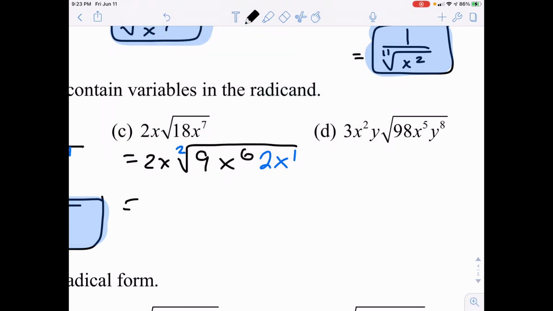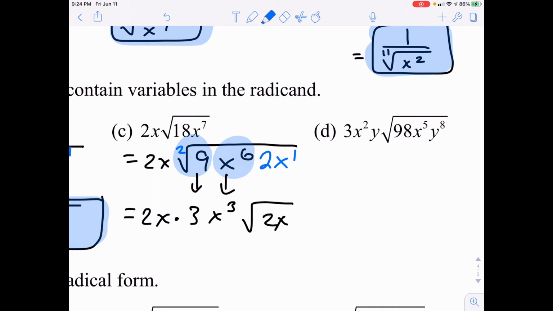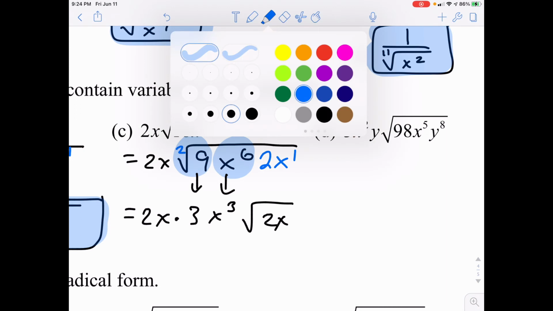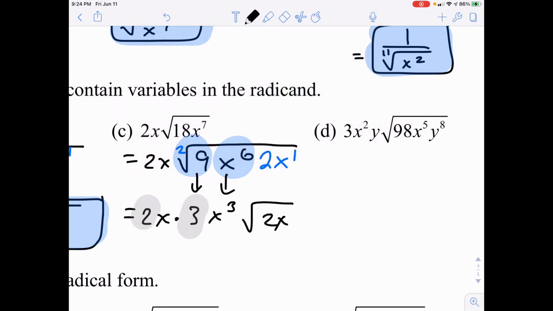This is going to be 2x times the square root of 9 would be 3. The square root of x to the 6th power would be x cubed. 6 divided by 2 is 3. All times the square root of 2x. Now what we'll do is we'll just put things together. We know that 2 times 3 would be 6, and we know that x times x cubed would be x to the 4th power, and then just times the square root of 2x.